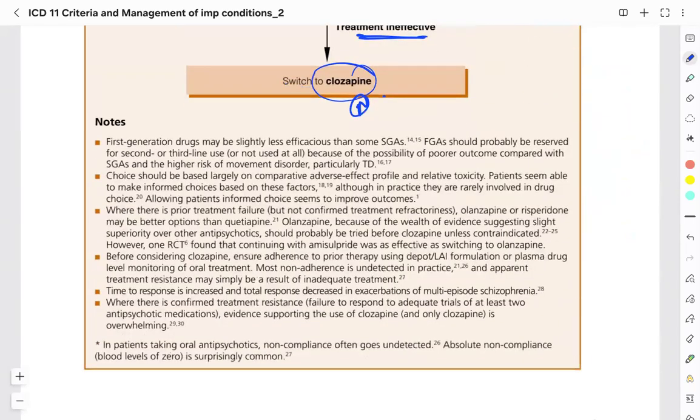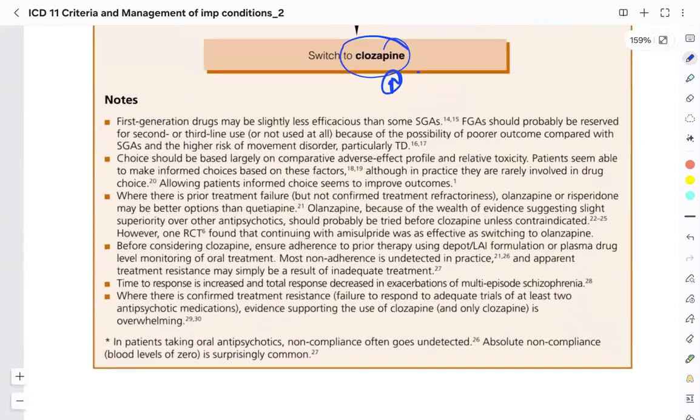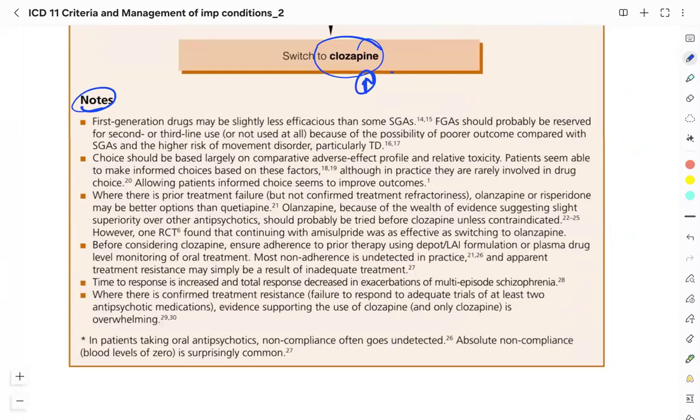Now, there are a few things that they write below this. These are notes. Let's say where there is prior treatment failure, but not confirmed treatment refractoriness. That means you do not know whether they are treatment resistant. What you can do is give a trial of olanzapine or risperidone, which Dr. Sherry mentioned may be better options than quetiapine.